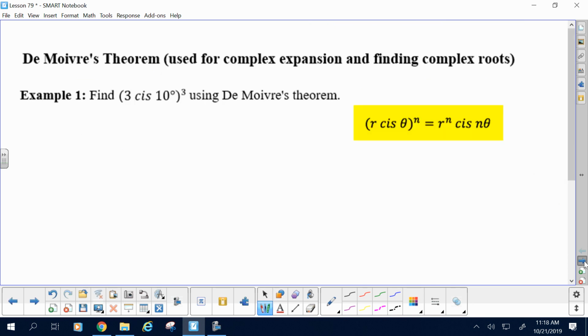De Moivre's theorem, it's a French guy, all right? So de Moivre's theorem is used for complex expansion and finding complex roots. It has lots of uses we'll get to, but let's start here. If you get a polar number to a power, then the number out front, we multiply all those together, right? What do we say? 3 times 3 times 3? So it's 3 to the third. And the angle, we add all those, so it's adding 10 to itself 3 times. So that's 10 times 3. So our answer is 27 cos 30 degrees plus i sin 30 degrees.